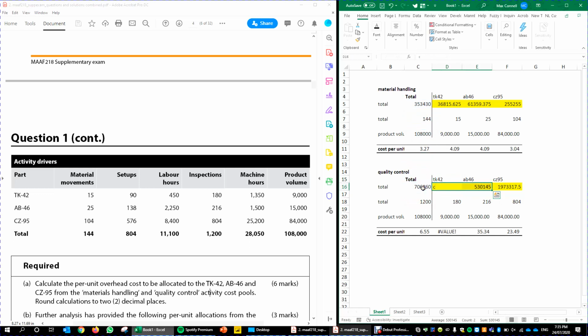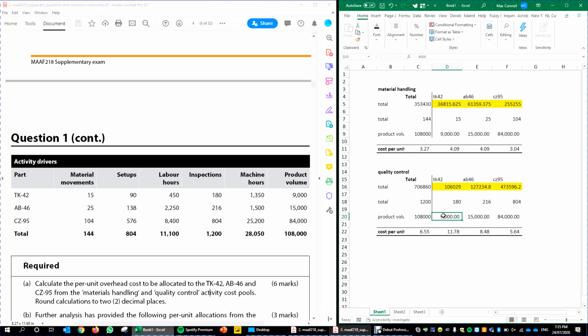That's why checking is always important in an exam, especially under pressure. You're going to make mistakes. It's okay to make mistakes, it's just important that you pick up those mistakes when you make them. So let's sum those up quickly. 706,860, so that works. Okay, and then the product volume, let's make sure we've got those right. Yep, so those are going to stay the same.